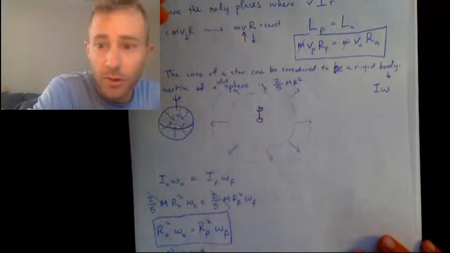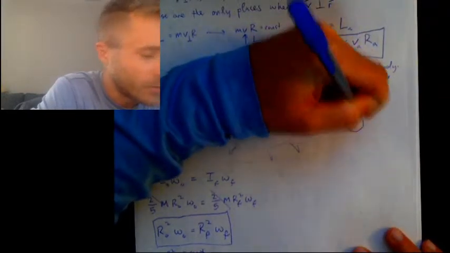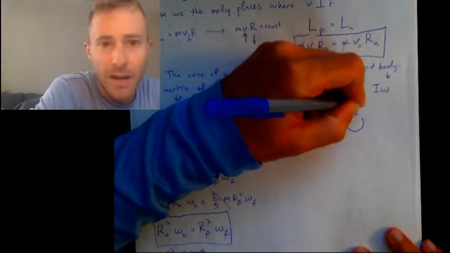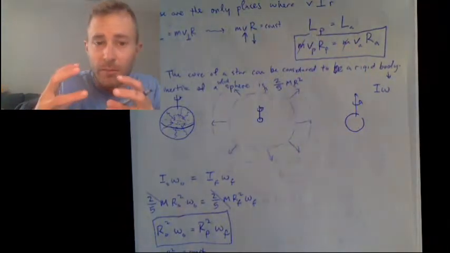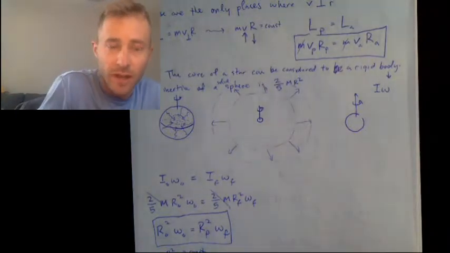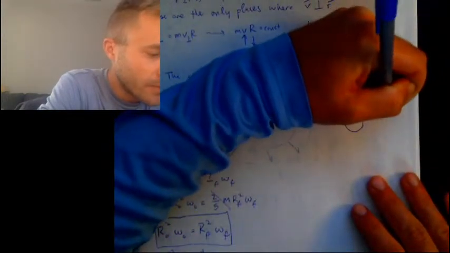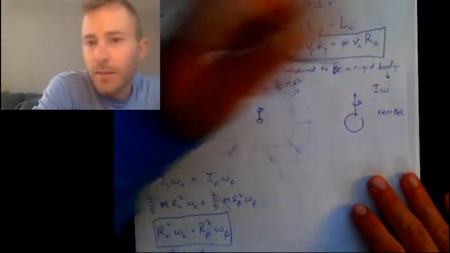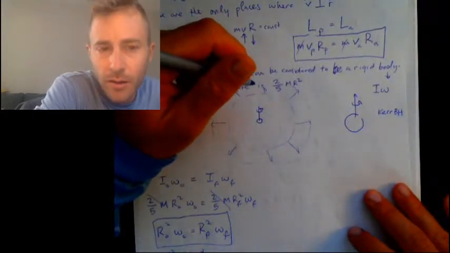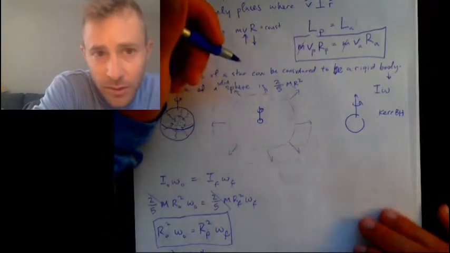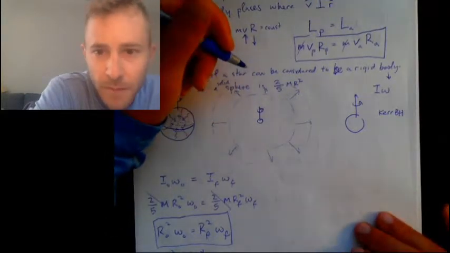Basically, the core is spinning really fast. So here's a bigger view of the neutron star. The core might collapse to a spinning black hole. And if it does that, it's called a Kerr black hole, K-E-R-R black hole. That's the name for a rotating black hole. If it's not rotating, it's called a Schwarzschild black hole.